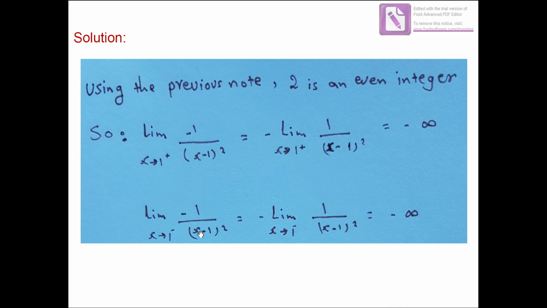Similarly, the limit of minus 1 over (x minus 1) all squared when x approaches 1 from the left, we take this negative out, so it will be minus the limit of 1 over (x minus 1) all squared when x approaches 1 from the left. This one is an even positive integer. The limit is equal to infinity, so minus multiplied by infinity will be minus infinity. So the left limit will be minus infinity and the right limit will be minus infinity. So the limit of f(x) when x approaches 1 will be equal to minus infinity.